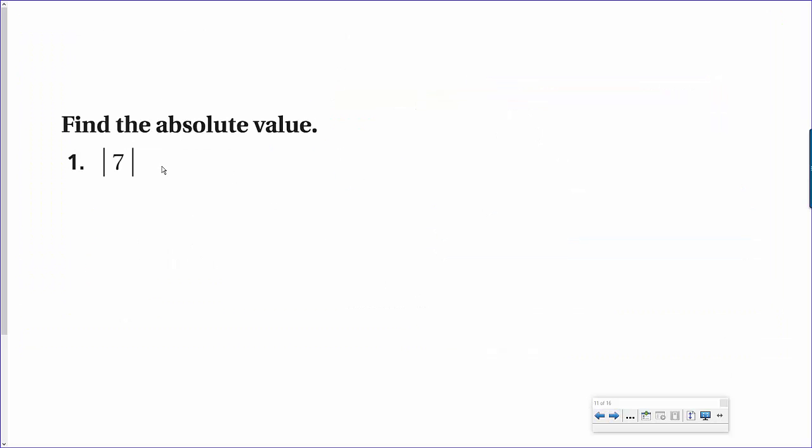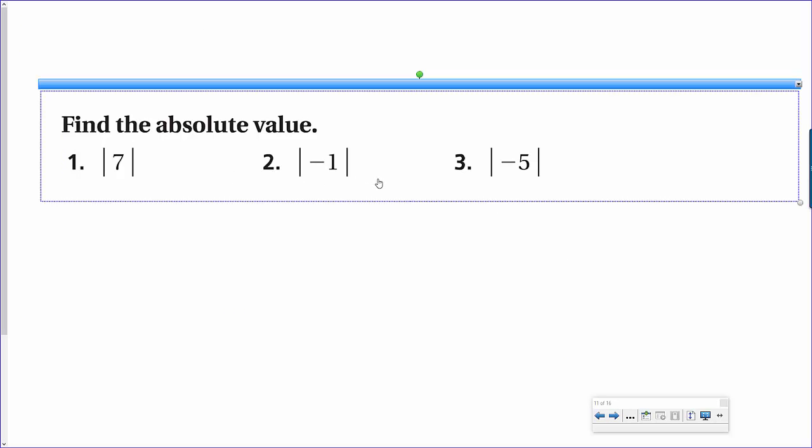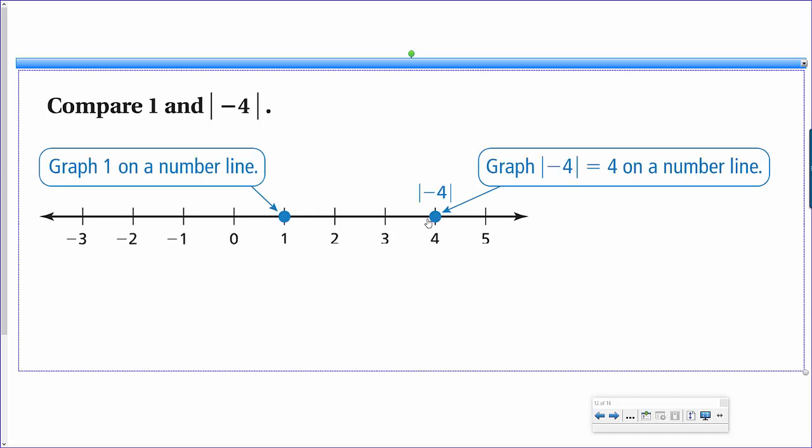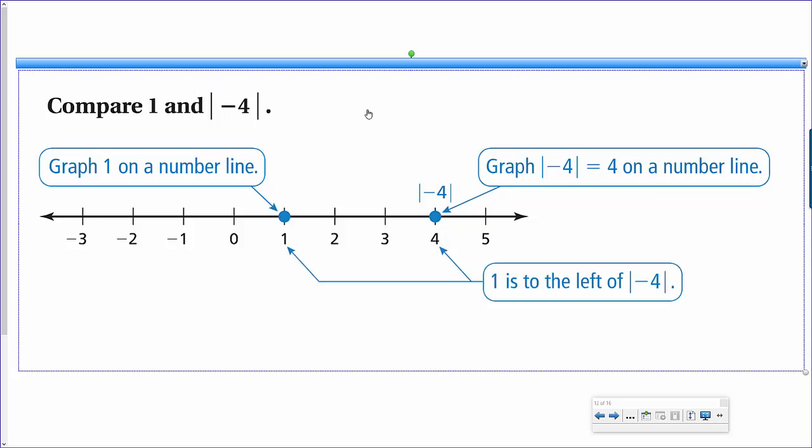Find the absolute value of 7. Again, if we have our number line, it's 7 from 0. Negative 1 is 1 from 0. Negative 5 is 5 from 0. And 14 is 14 from 0. Compare 1 and the absolute value of negative 4. Well, in this case, it's 1 from 0, and this is 4 units from 0. So here is negative 4 on the number line, right, is over here, but the absolute value of it is positive 4. So how would I compare these two? The absolute value of negative 4 is greater than 1.